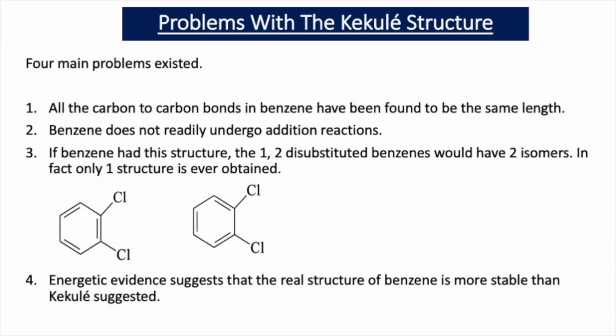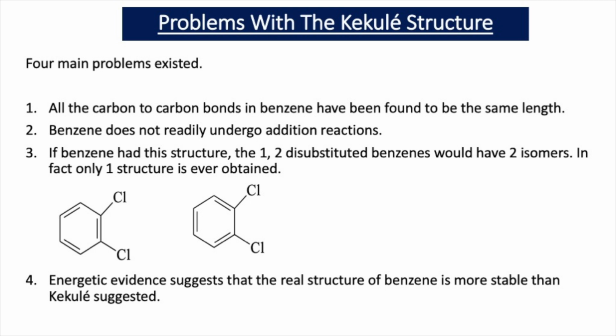So we're now going to look at the flaws in the model that Kekulé suggested, and there are 4 main problems with the model that he proposed for the structure of benzene. Now, the first problem is that Kekulé suggested that there were alternating double and single carbon-to-carbon bonds. And this is incorrect because all the carbon bonds in benzene have been found to be the same length. So that's the first problem, the fact that Kekulé is suggesting that there's alternating double and single bonds for the carbons, and we now know that all the carbon bonds in benzene are the same length.